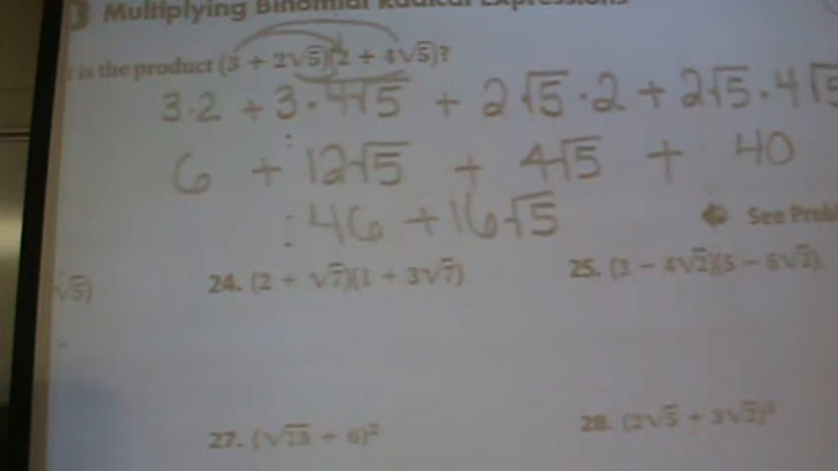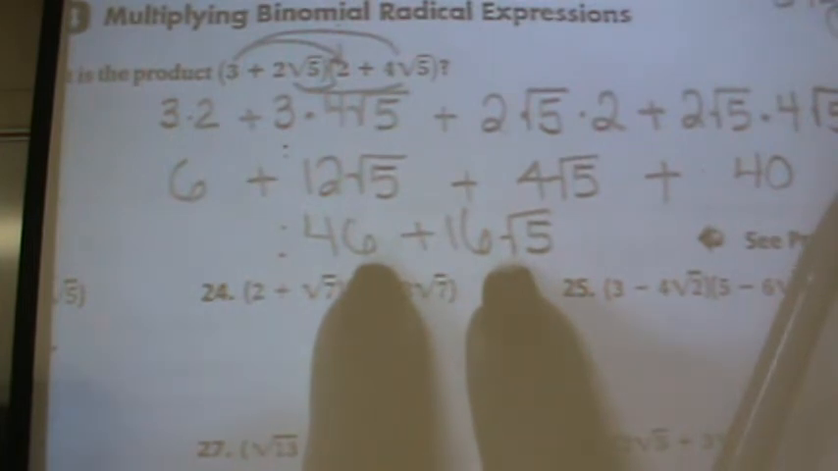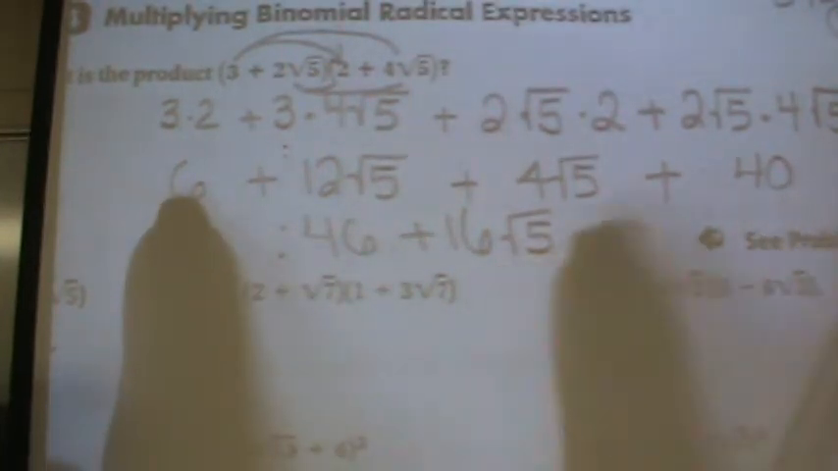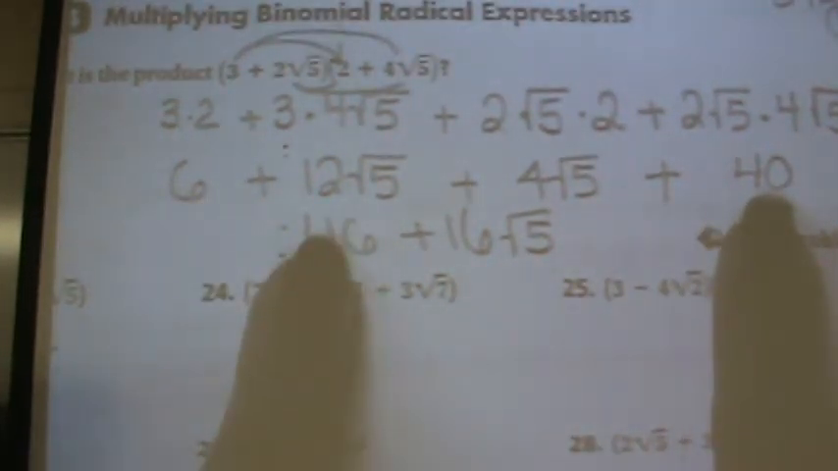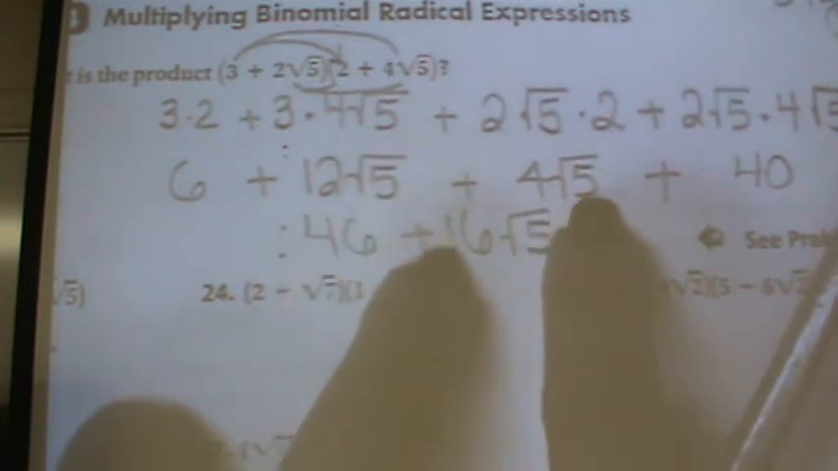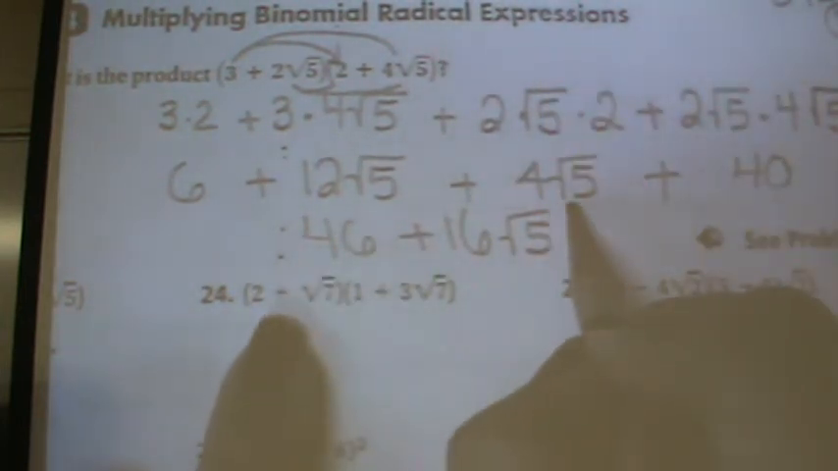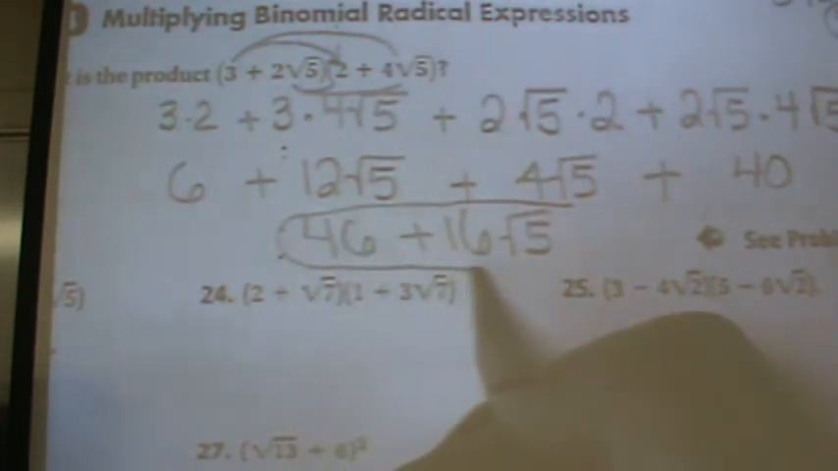How did I get this again? I didn't see. You guys tell me how you got this. 40 plus 6. Add like terms. These are like terms, and these are like terms. Why are these two like terms? Because they have the same radical and the same index. So is this the simplest we're gonna get? Yes. It sure is.